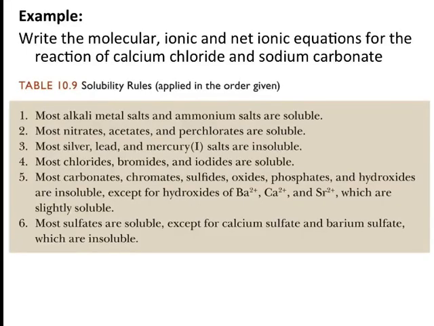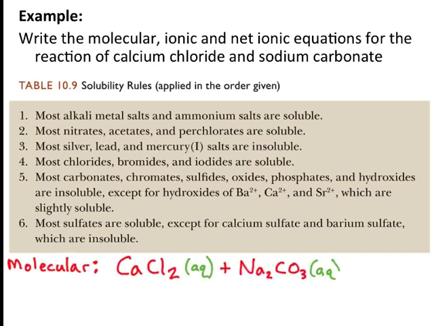Now we can use these ideas of molecular, ionic, and net ionic equations to fully describe a reaction. For example, here we have calcium chloride and sodium carbonate. What happens when you mix these two together? So the first thing we do is write the molecular equation. Here's calcium chloride. Calcium is 2 plus, the chlorine is minus 1, so there are 2 chlorines for each calcium. And then sodium is a 1 plus. Carbonate is a 2 minus, so they come together like sodium 2 carbonate.